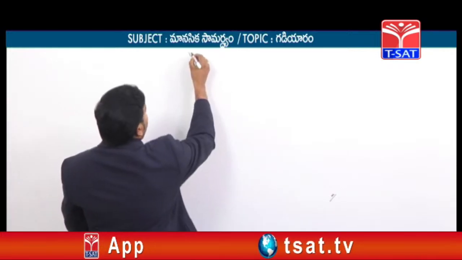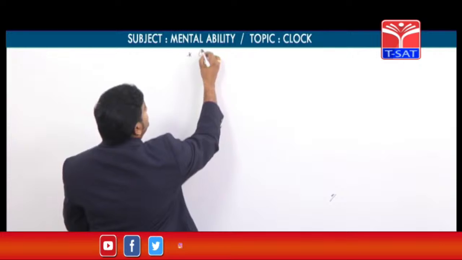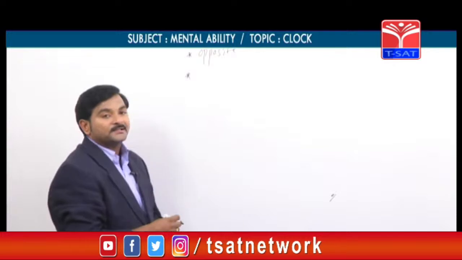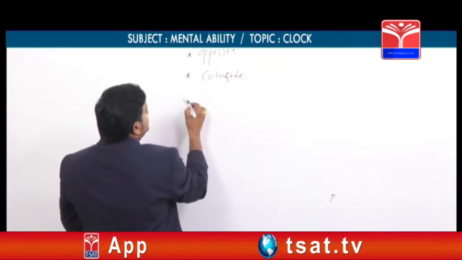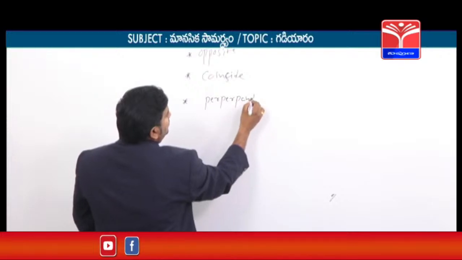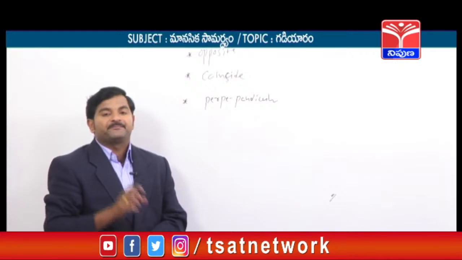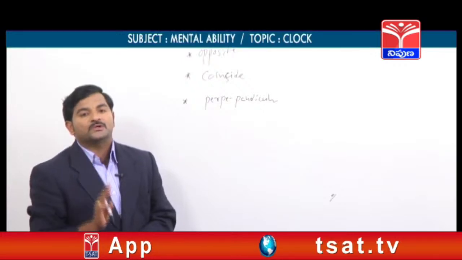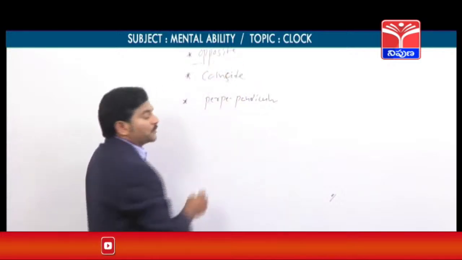Condition number 1 is that the 2 hands may be opposite to each other. Second, the 2 hands may coincide at some other time. And the 2 hands may be perpendicular to each other. So these are the 3 conditions. There are 3 conditions. Condition number 1 is that the hands may be opposite to each other.